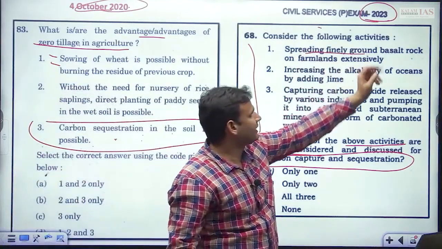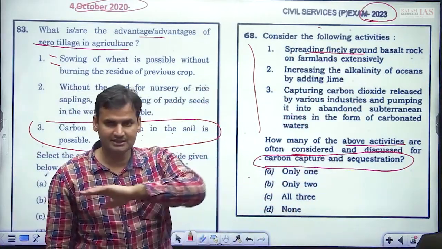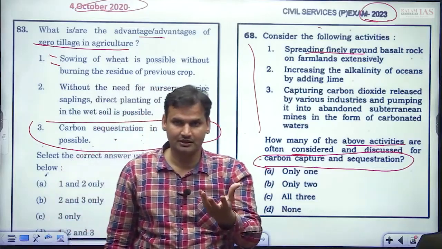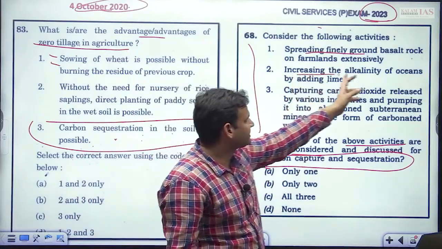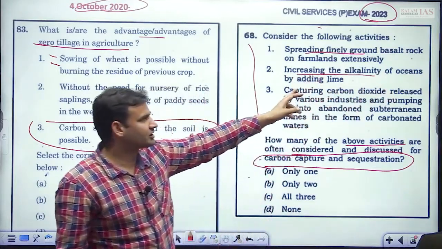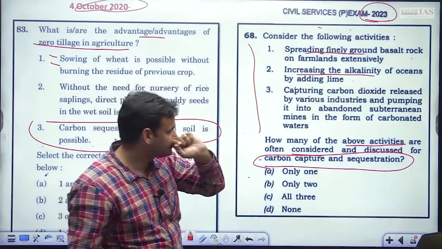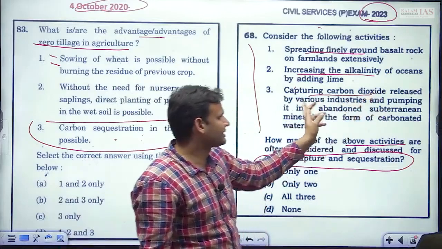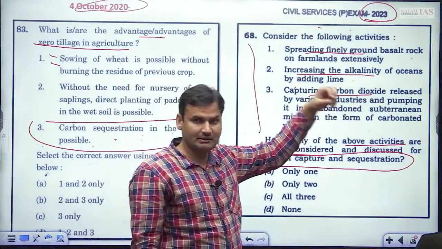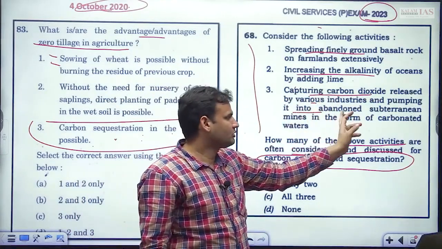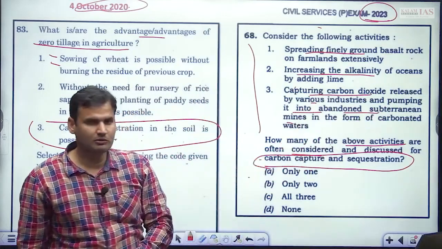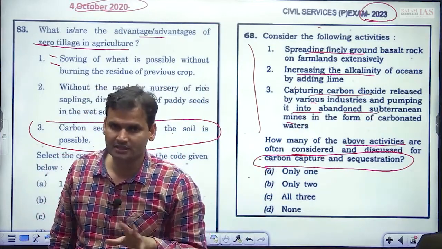इनमें से which of the activities are considered in carbon capture और carbon sequestration में? Is it spreading finely ground basalt rock on farmlands extensively, that is weathering, right? या फिर increasing the alkalinity of the oceans by adding lime? ये दोनों चीजें हमने पढ़ी हैं आज के ही सेशन में. Capturing carbon dioxide released from various industries and pumping it into abundant subterranean mines in the form of carbonated waters. So what is the right answer?